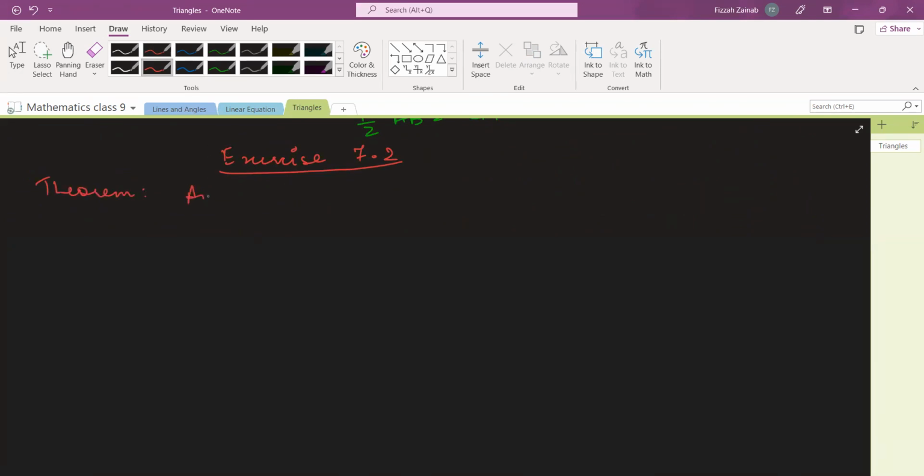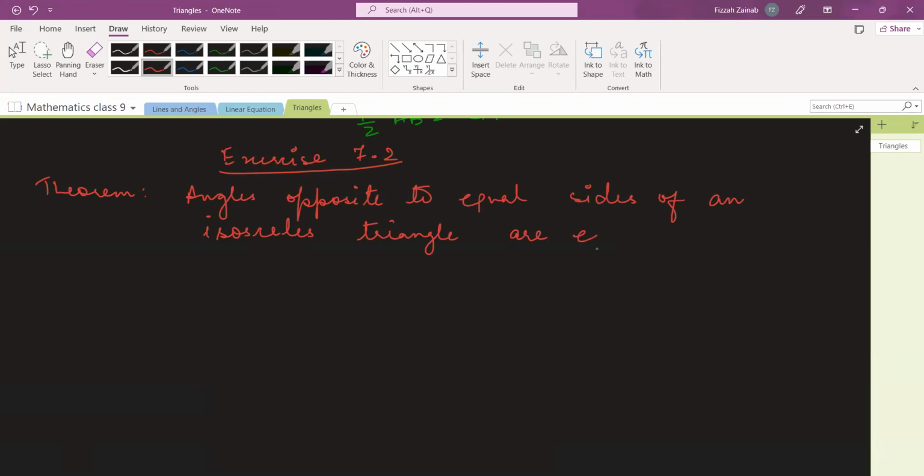Angles opposite to equal sides of an isosceles triangle are equal. Right? Now we will prove it.